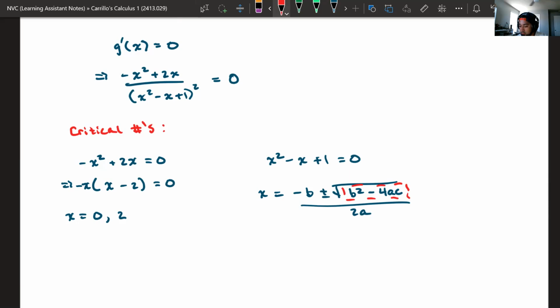Does that make sense? It seems more complicated than completing the square.